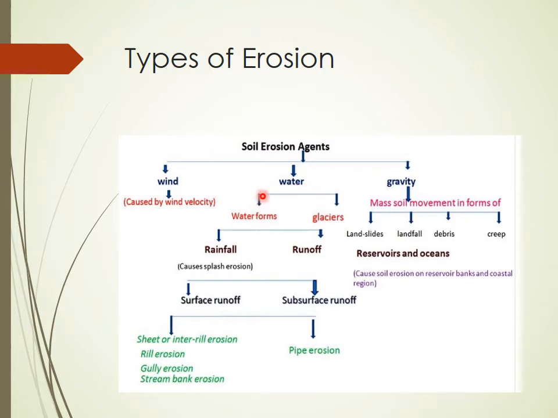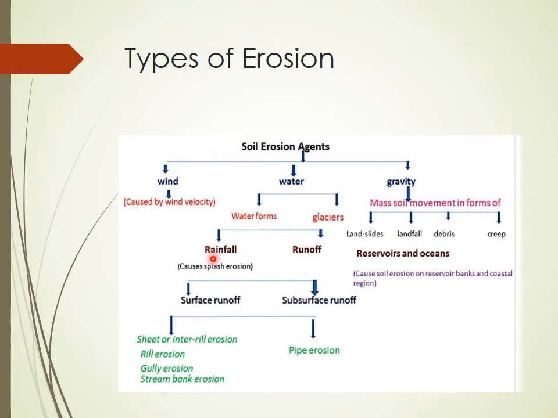One is when the water is in liquid form, that is water form erosion. Then the second one is glacier form erosion. Glaciers also sometimes may cause some erosion in soil. Then water form is again classified into two, that is rainfall and runoff.